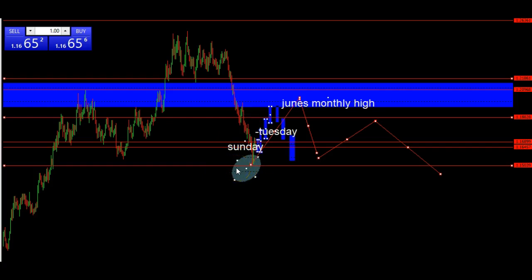So we're going to hold these buys to move to June's monthly high. And once it's confirmed, we're going to be adding more buys to continue up to June's monthly high. But our goal is to sell it here. Once it reaches up here, we're going to be selling it long term for the rest of the month, in which we're going to hold and keep going down for the rest of the month.